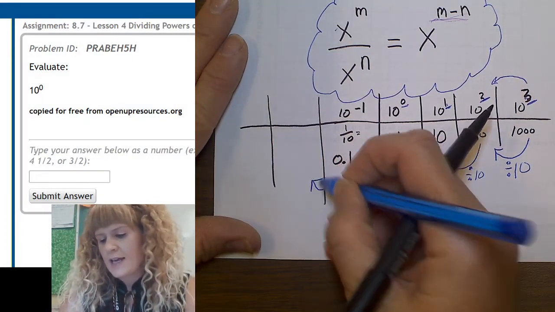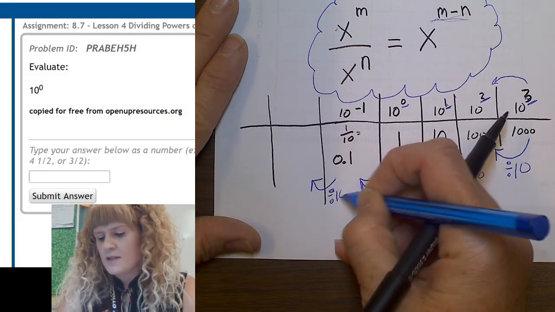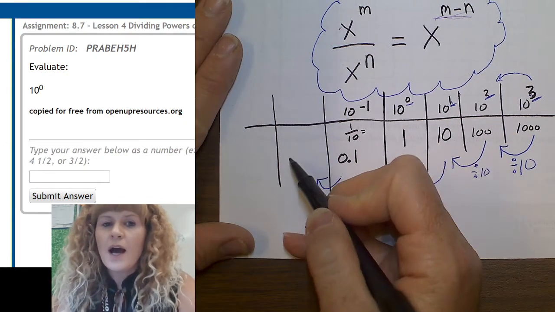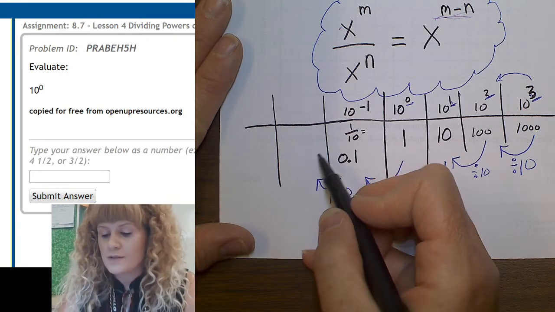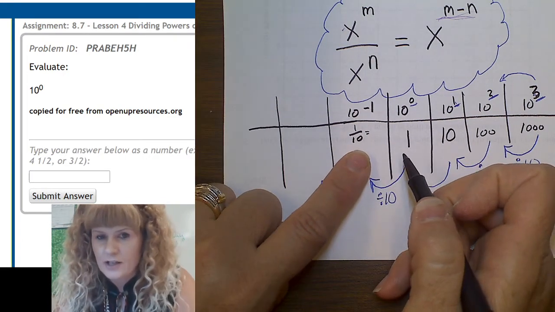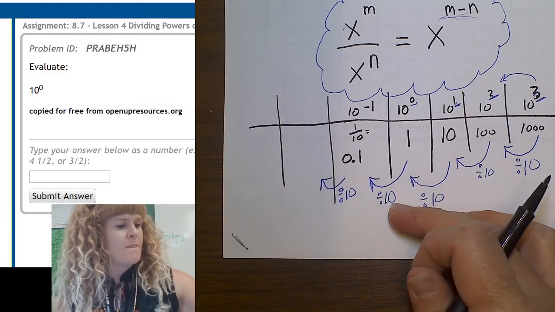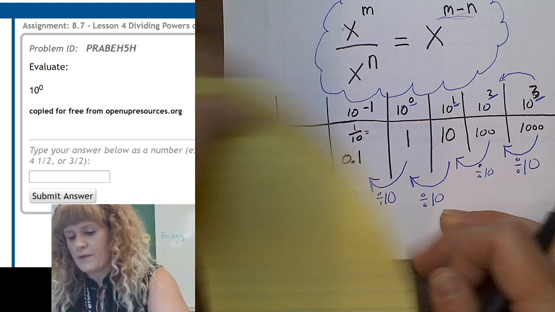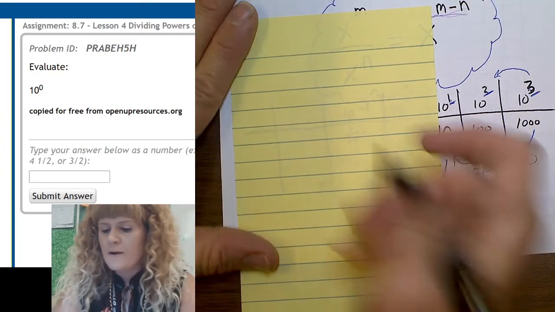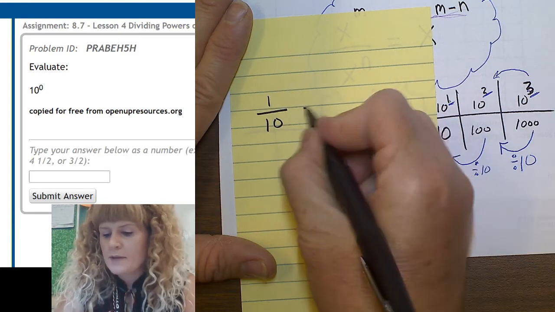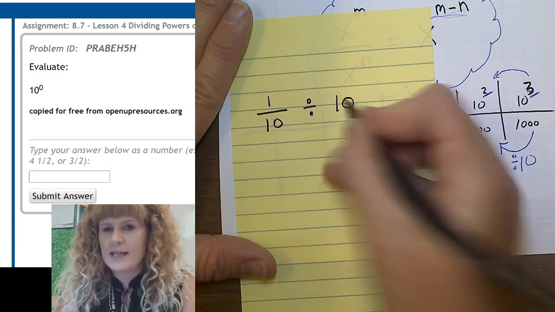Divide by 10 again. So take 0.1, 1/10, and divide by 10. But wait, I want to refresh your skills for fractions. So I'm taking 1/10 as a fraction, and I'm going to divide that by 10. Can I please do that on a sticky note as a side note? Because I'm going to review fractions for you real quick. I'm taking the number 1/10, and I'm going to divide by 10 again.